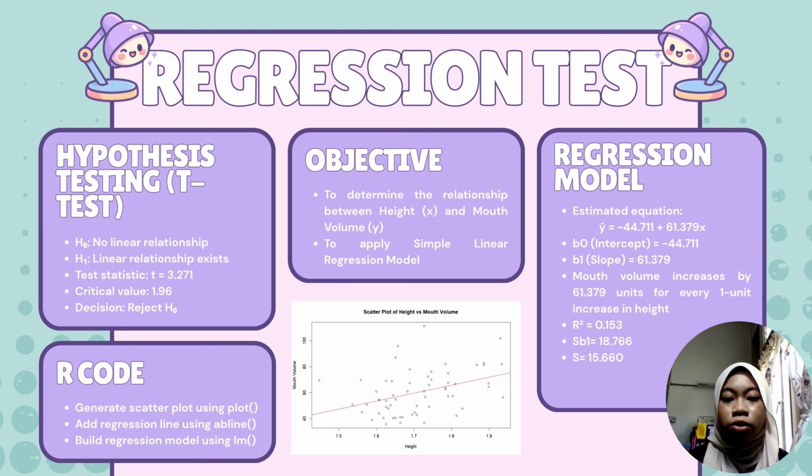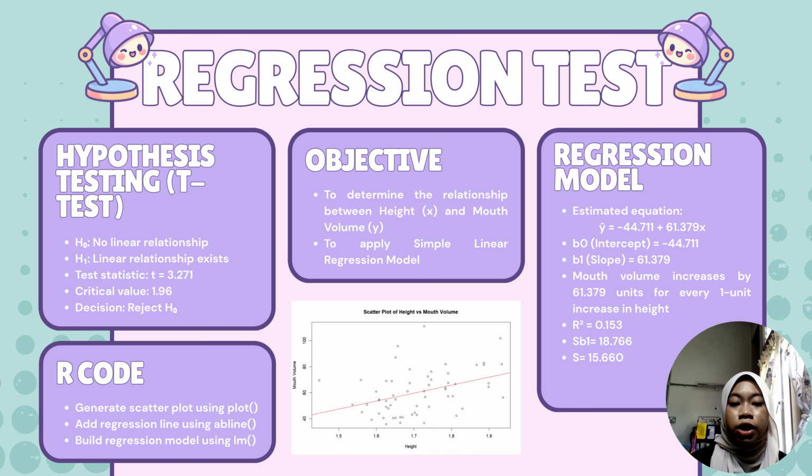Now, I will continue with the regression test. We investigate the relationship between height and mouth volume, where height is the independent variable x and mouth volume is the dependent variable y. In the R code, the variables are first assigned, followed by generating a scatter plot using the plot() function and adding the regression line using abline() to visualize the relationship.